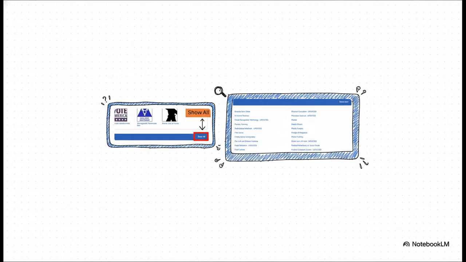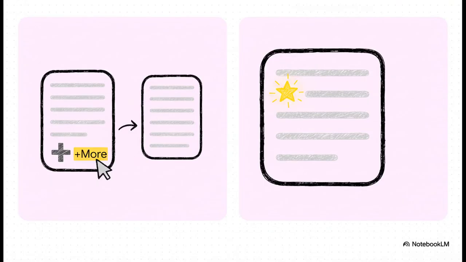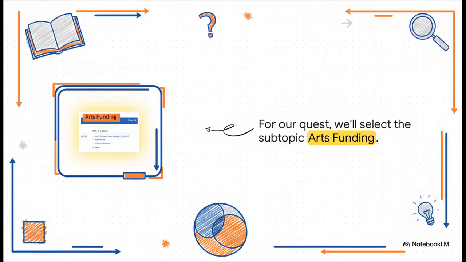And here are 2 little pro tips that'll give you even more control. See that little plus more button under a category? That lets you drill down into even more specific subtopics. And you should always keep an eye out for that updated tag. That's your little signal that you're looking at the absolute freshest, most current information available. So to show you how this all works in practice, we're going to follow a single path together. Let's go into the Arts and Culture category, and from there, we'll select the subtopic Arts Funding.